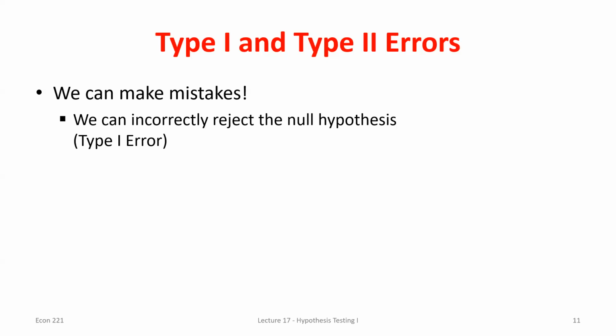So that's what we want to try to minimize. We don't really want to make these errors. We want to be rejecting the null correctly. We don't want to be rejecting it when we shouldn't. Now, a type 2 error is the exact opposite of that.